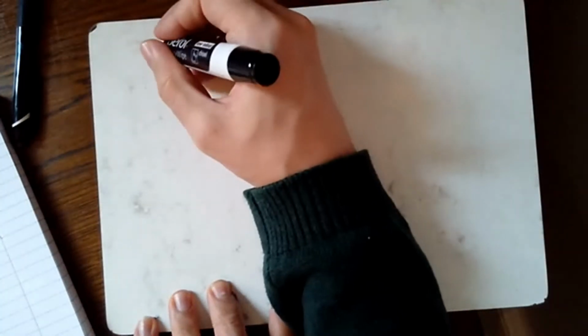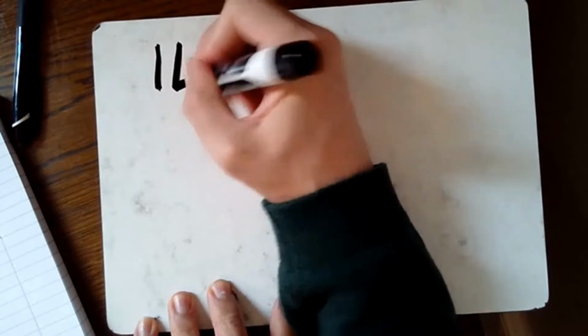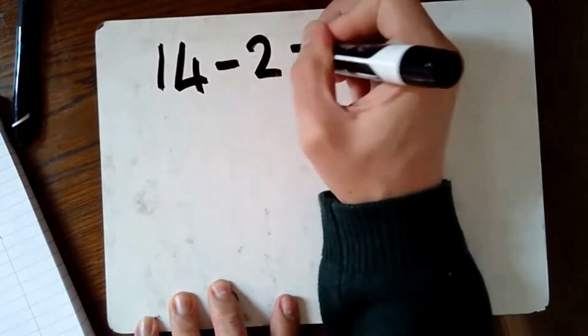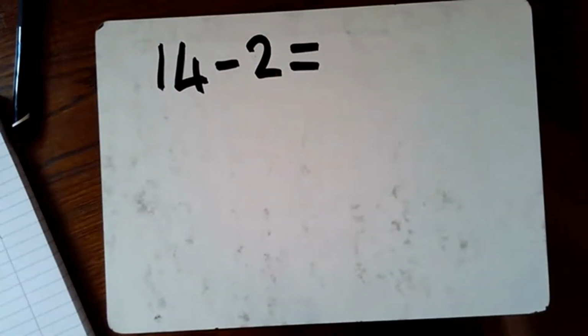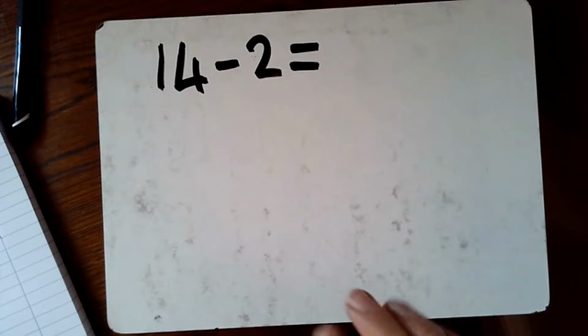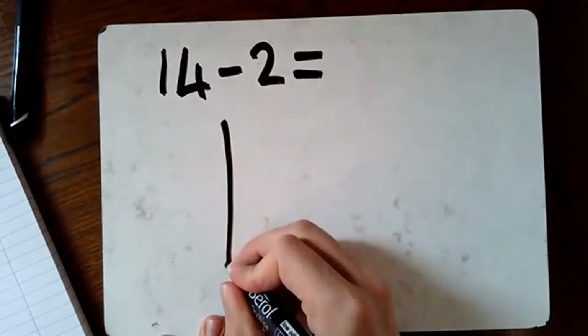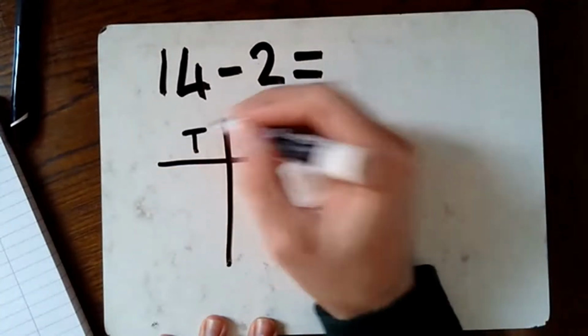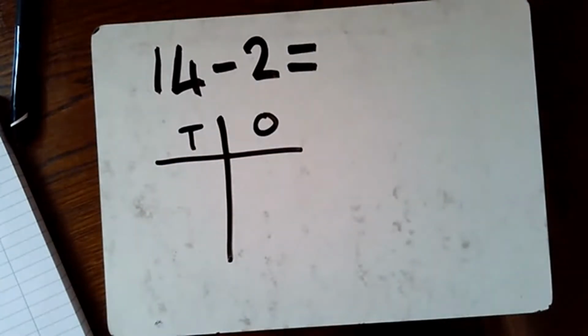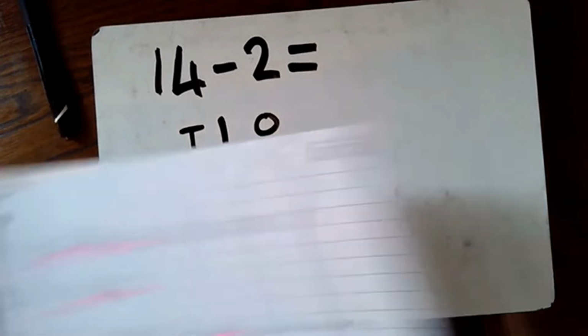If I was going to do 14 subtract 2 equals. Now, some of you will know the answer, it's 12. But as I said yesterday, this isn't about getting the answer. It's about practicing the method, knowing how to solve questions. So if I was to solve this using the tens and ones method, I would always start off by drawing my tens and ones.